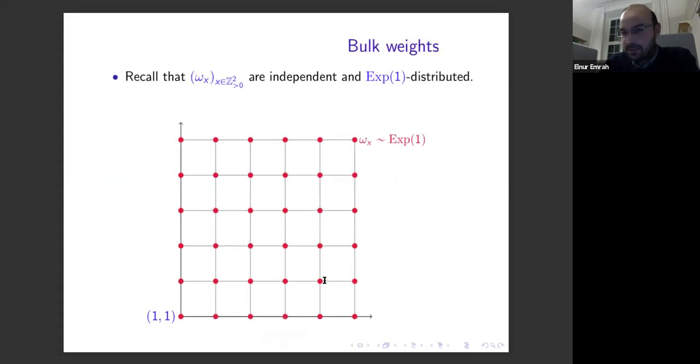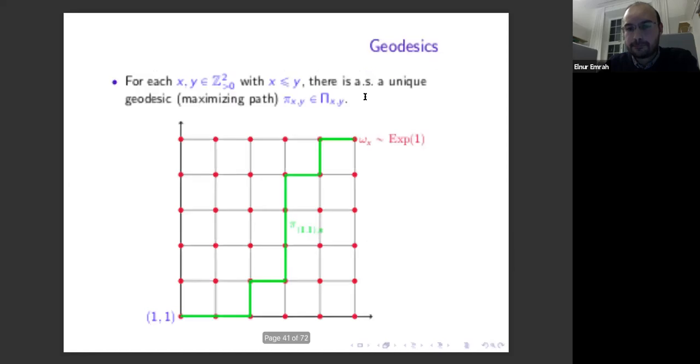So these applications will concern the bulk LPP. So one can couple the bulk LPP with the increment-stationary LPP. And in this coupling, it's important to control where the exit point is. And then with good control, one can get good bounds on various quantities in the bulk model. So in the bulk model, again, recall that the weights are exponential 1 distributed and independent. And between any two ordered vertices, there is an almost surely unique upright path.